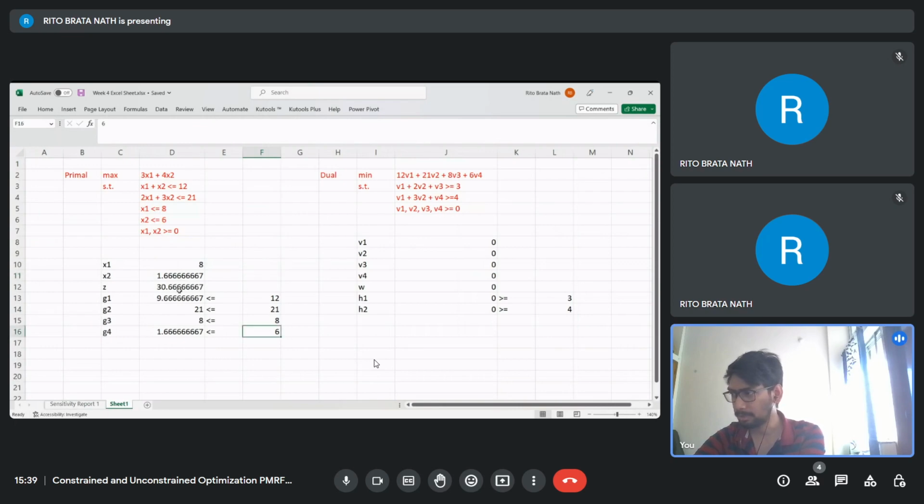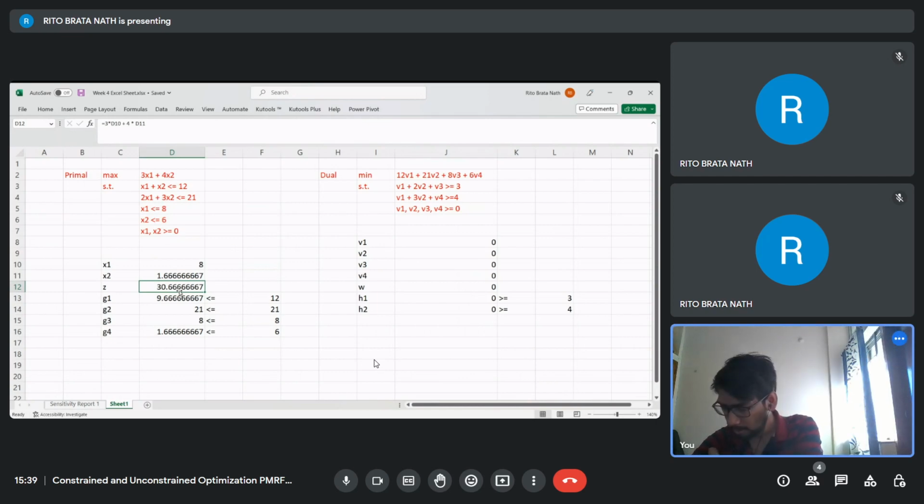So the objective function is 30.67, which is 92 by 3. That was there in one of the options. And x1 is 8, so that's fine. And x2 is nothing but 1.67, which is 5 by 3. So yeah, this part is fine. Let's solve the other part as well.